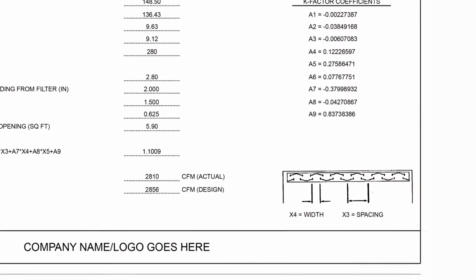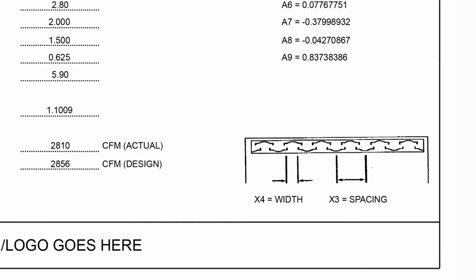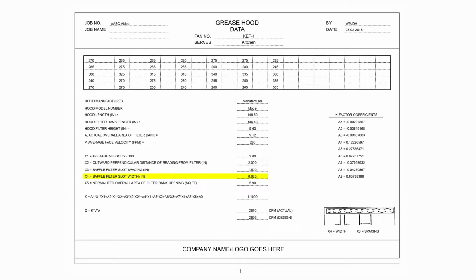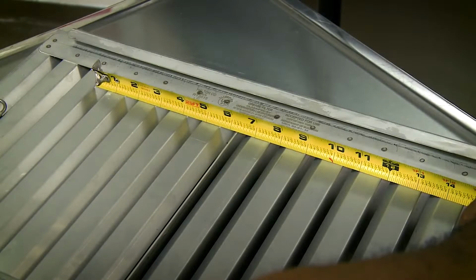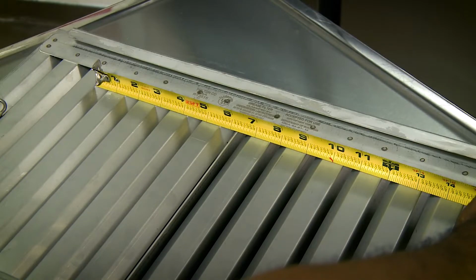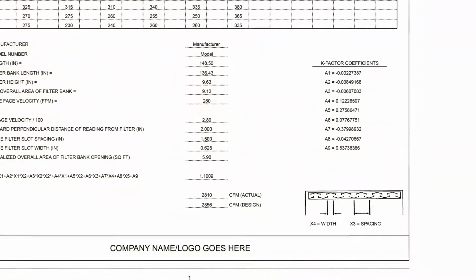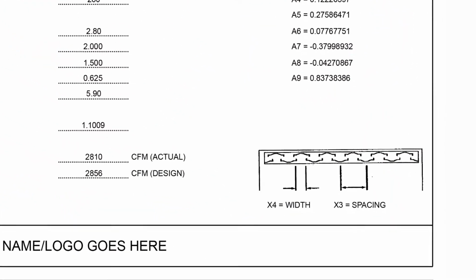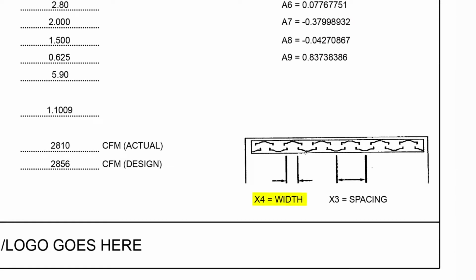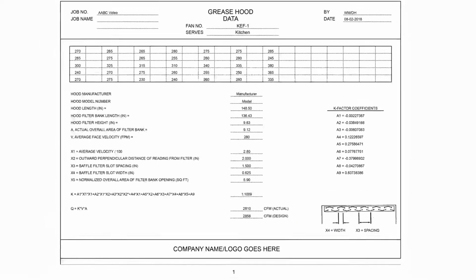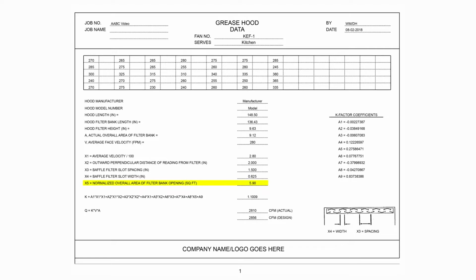The lower right-hand corner of the grease hood data form indicates x3 spacing. x4 equals baffle slot width, which is the distance between baffles taken at the edge of each baffle. The lower right-hand corner of the grease hood data form indicates x4 spacing. x5 equals normalized overall area of filter bank opening, which has already been computed and is shown at 5.90 square feet.